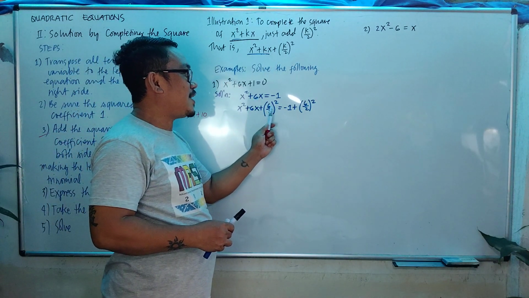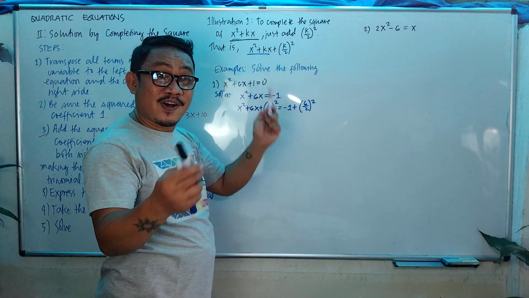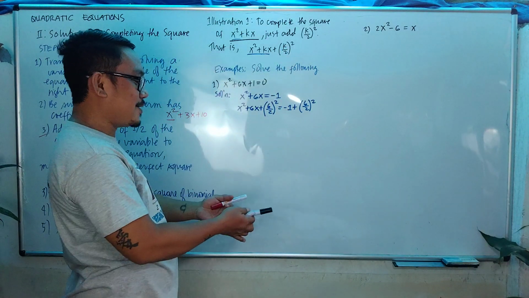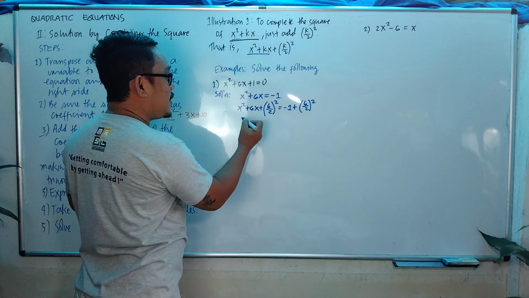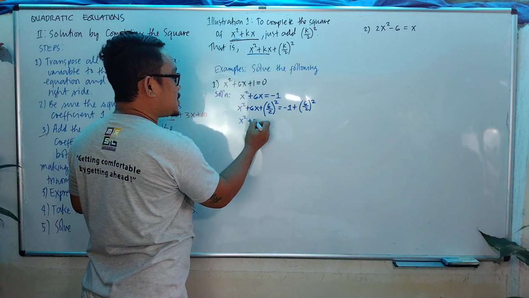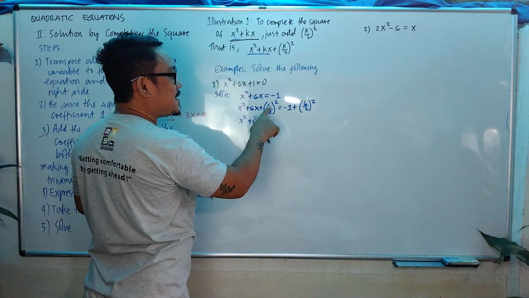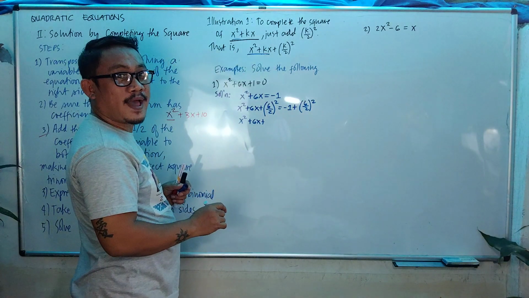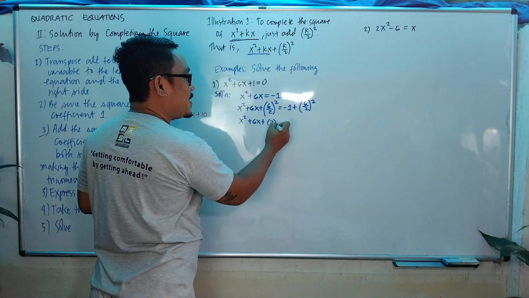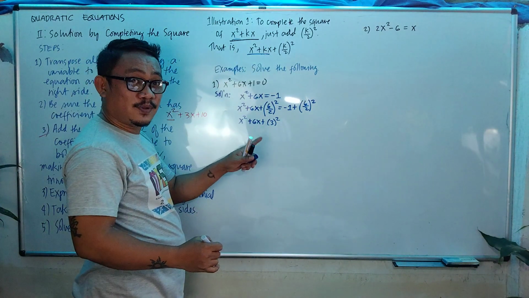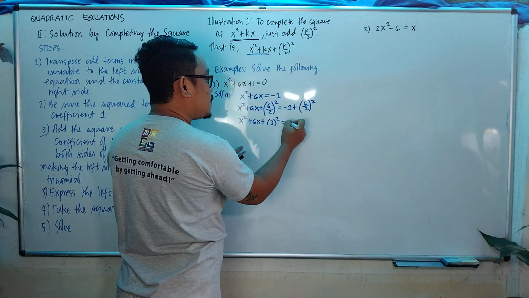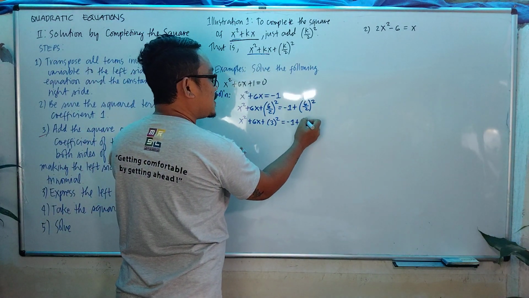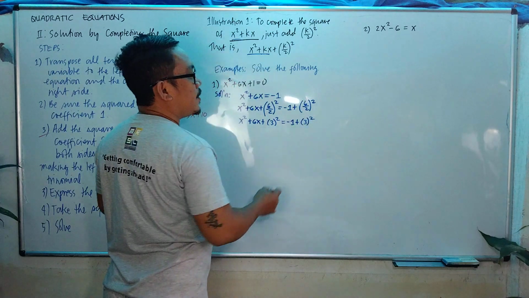So, you have here x squared plus 6x plus what is 6 divided by 2? We have 3, then squared, right? 6 divided by 2 is 3, correct? So this is equal to negative 1 plus 3 to the power of 2.